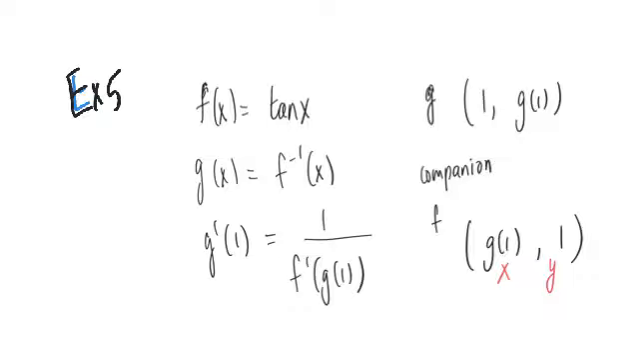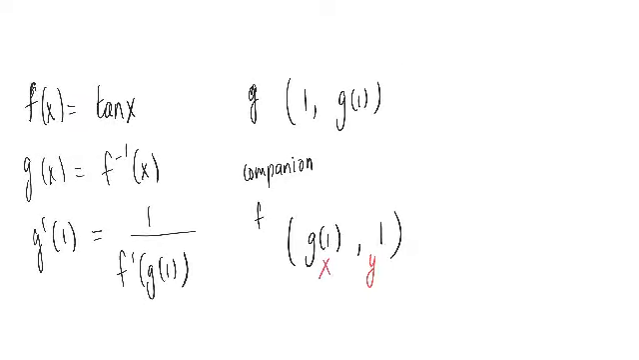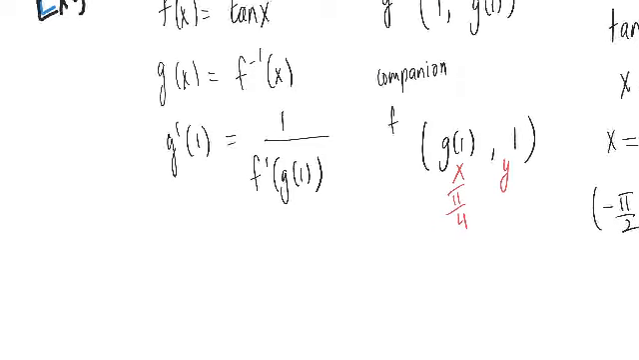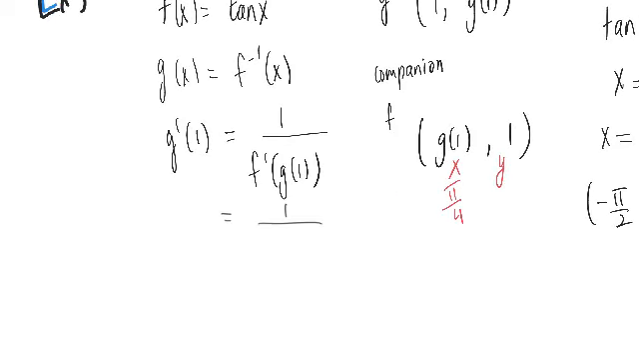So I know that the function is tan x. So I'll say tan x is equal to 1, and I'll solve that. x is equal to arctan, or tangent inverse of 1. That means x will be pi over 4. I'll stay within my restricted domain, right? And I get x is equal to pi over 4. That means on the g graph, my g of 1 is pi over 4. So then I'm just doing 1 over f prime of pi over 4.